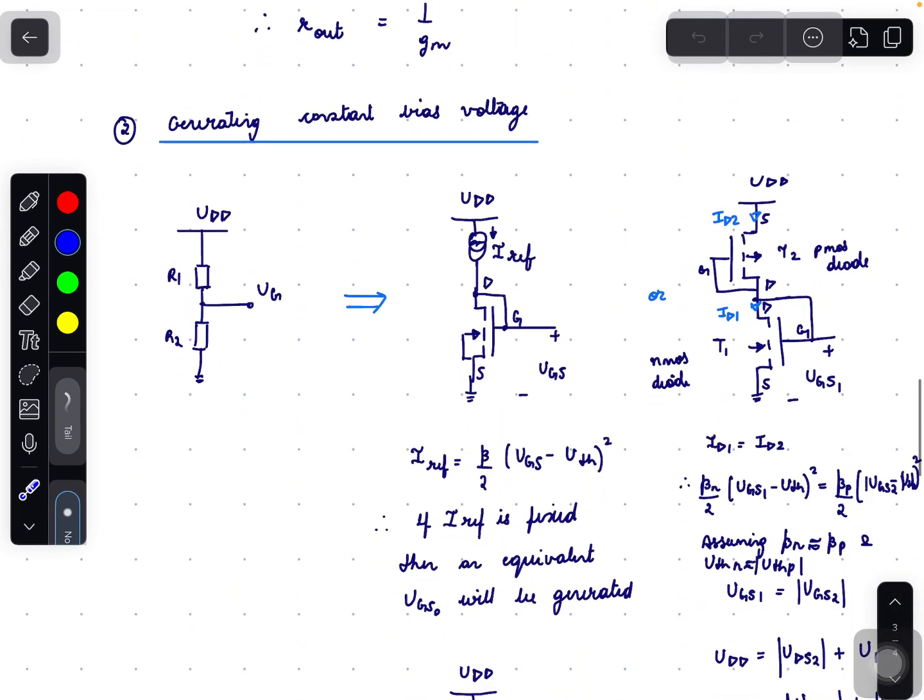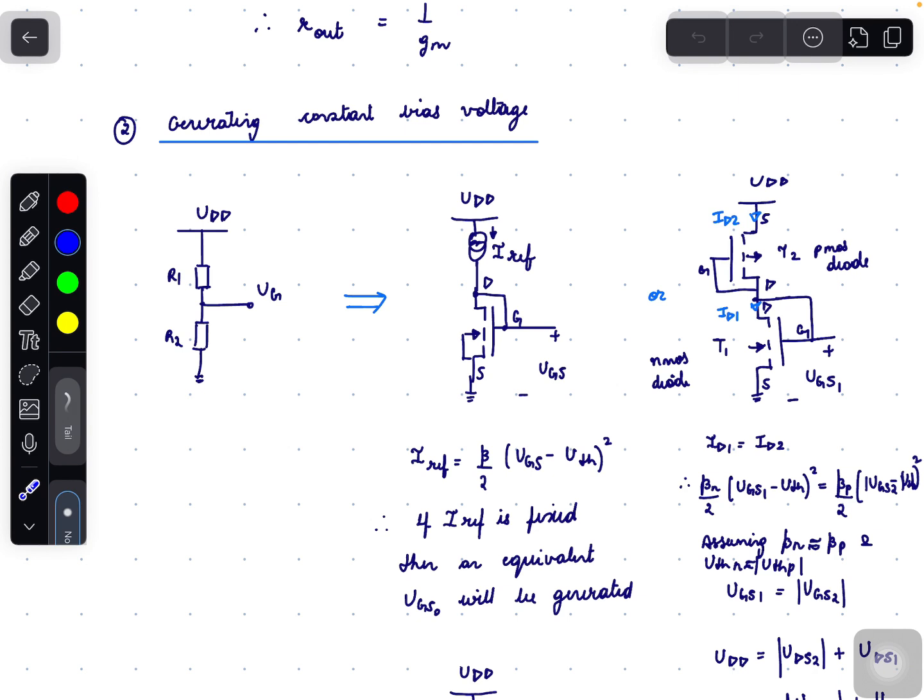Next, I will talk about different methods used for generating a constant bias voltage, which will be given to the gate of the NMOS, so that the gate to source voltage is fixed and the NMOS can be used as a constant current source, or which can be given to the gate of the PMOS, so that the gate to source voltage of the PMOS is fixed and the PMOS can be used as a constant current source.